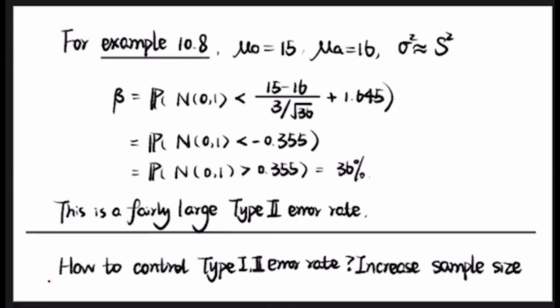Okay. Now, this is fairly large. That 36% is fairly large. Now, how to control type 1, type 2 error rate? The other time when I was walking you through this, when we made an attempt to improve on type 1 error rate, the type 2 error rate is going to go up because they are inversely related. I remember we tried changing the rejection region. When you extend the rejection region, then you are shrinking the acceptance region.